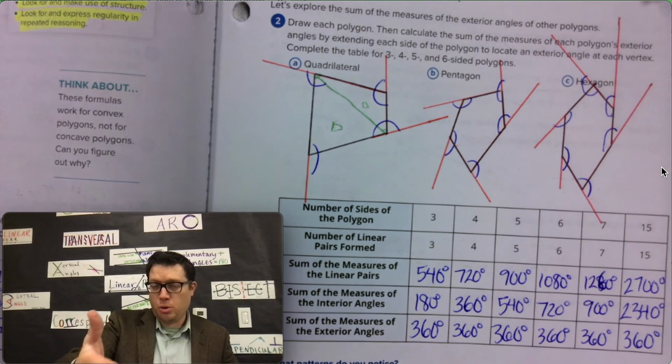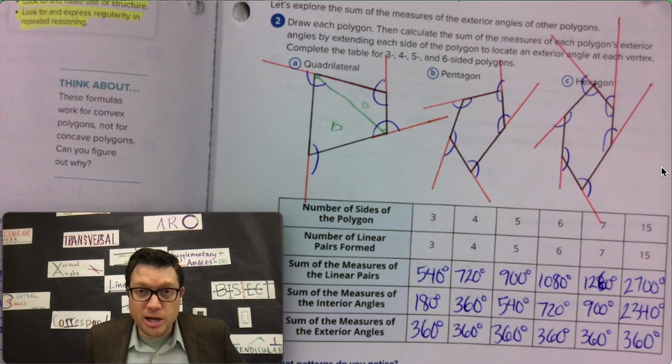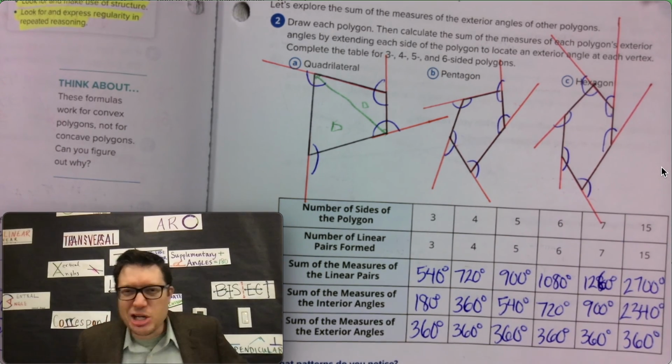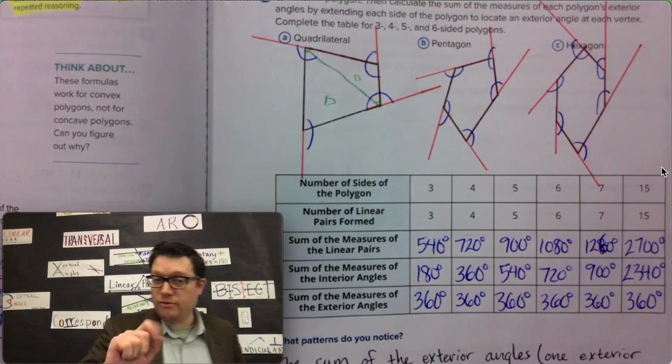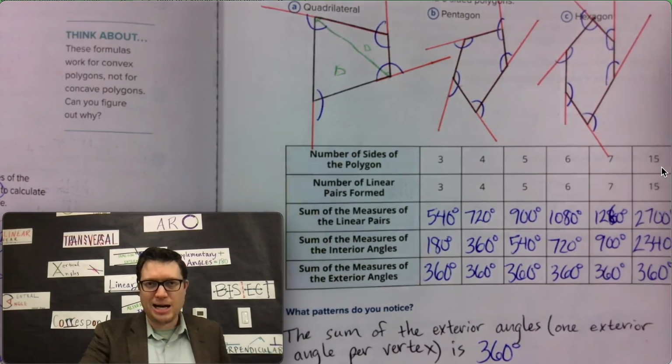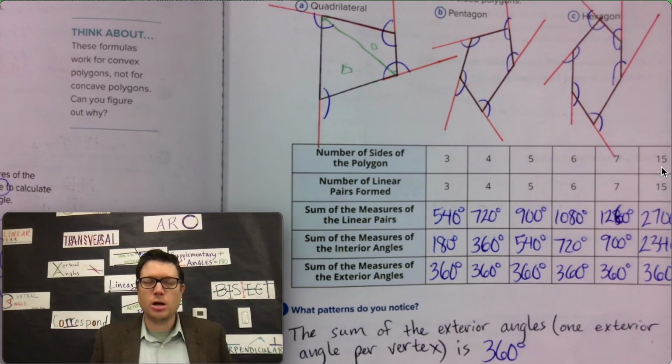You drew yours, you weren't measuring. But you did it with straight lines so that they at least had some precision. It's true for all convex polygons, no matter the size or angle measure along the way.